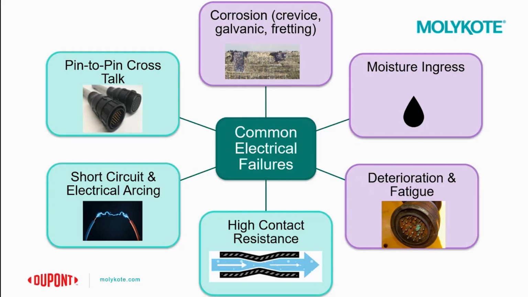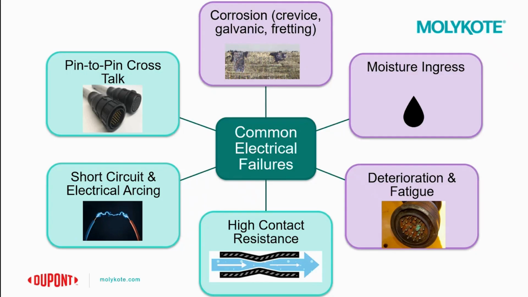So when we talk about electrical lubrication, there are several common electrical failures we are looking to prevent, and they really can be broken down into two categories. To start, as you can see, we have several green tiles that represent failures falling under the performance category. Common failures in electrical performance include pin-to-pin crosstalk, where signals can jump across pins in a connector. We also have the more known short circuit and electrical arcing. And lastly, we have a high contact resistance that can form at the electrical connection.